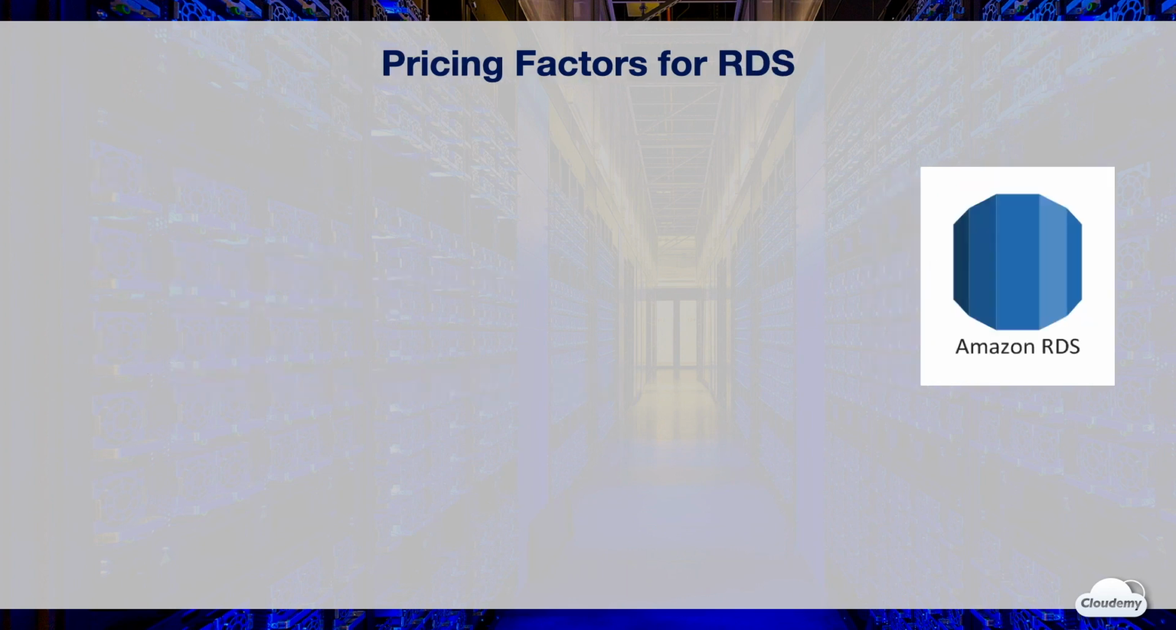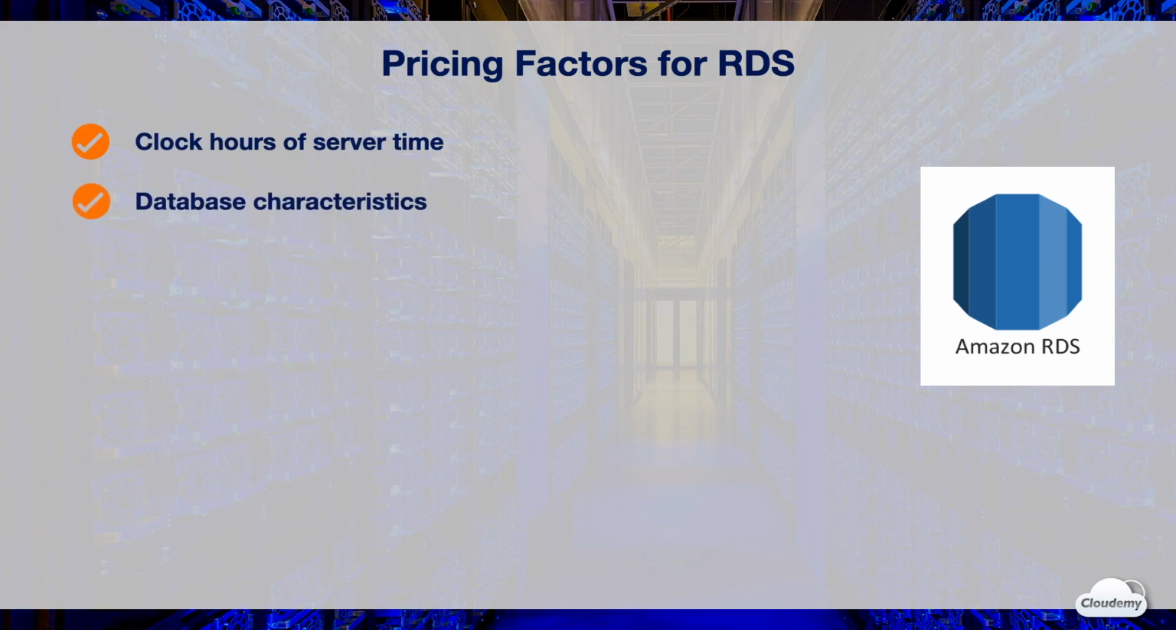Amazon RDS is a web service that makes it easy to provision and scale relational databases in the cloud. The costs of RDS are determined by the following factors. Clock hours of server time incur charges when RDS DB instances are running, from the time you launch a DB instance until you terminate it. The physical capacity of the database will affect how much you are charged.